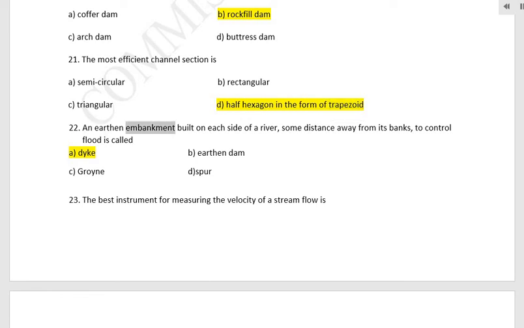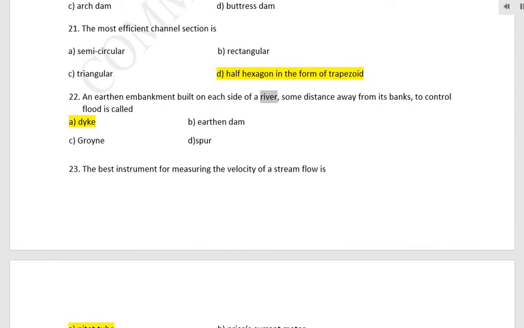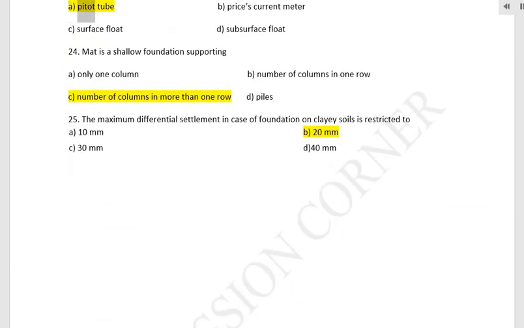22. An earthen embankment built on each side of a river, some distance away from its banks, to control flood is called A. Dike. B. Earthen dam. C. Groin. D. Spur. 23. The best instrument for measuring the velocity of a stream flow is A. Pitot tube. B. Price's current meter. C. Surface float. D. Subsurface float.